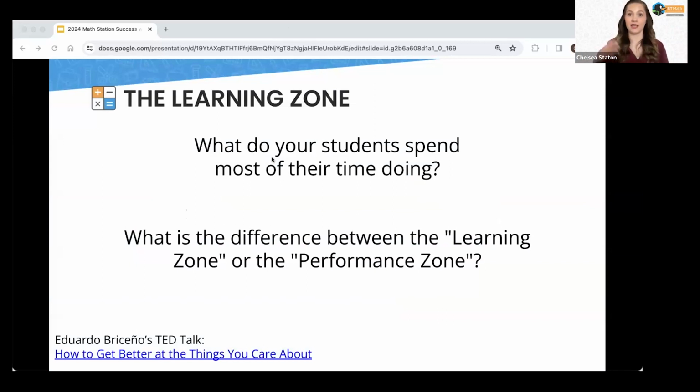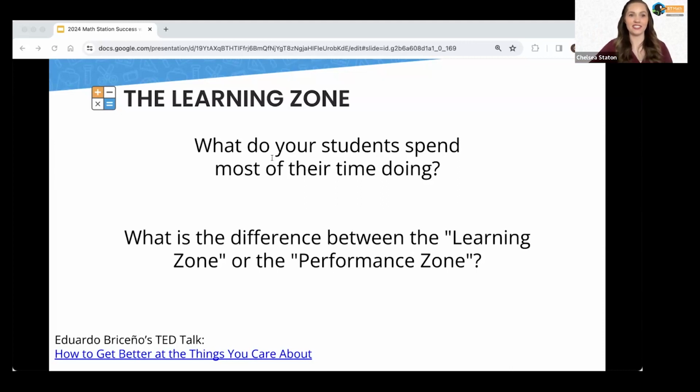And neither one is bad. As adults, we switch back and forth between the two regularly. That's how we get better at things. And we can't expect students to improve in math if they are constantly working in the performance zone. So if they are just working to finish a task, to get right answers, that is all performance zone, and it doesn't allow students to learn anything new or grow.